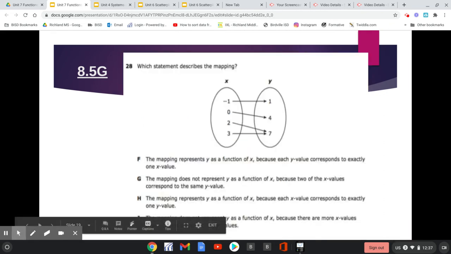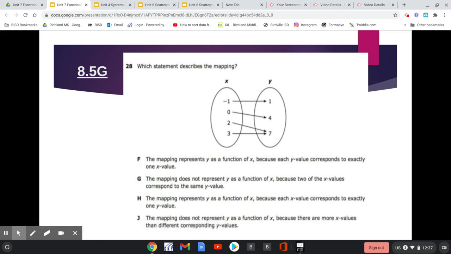And this is a mapping. And it says, which statement describes the mapping? So it's not really asking is it a function or not, but let's look at that first. So we can see from the mapping that yes, it is a function because it only goes to one y. So based on that, F says the mapping represents y as a function of x because each y value corresponds to exactly one x value.